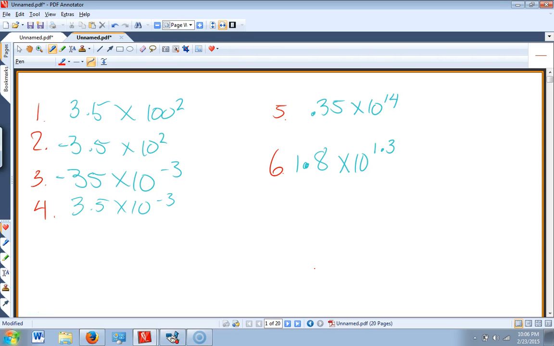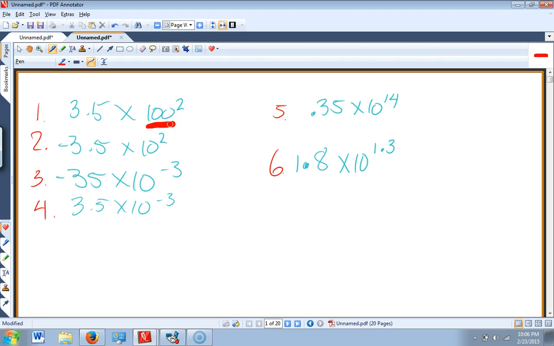Okay, so welcome back. I hope you have your answers ready because we're about to go over them. I just want you to check yourself and make sure you understand. Okay, so 3.5 times 100 squared. Now, obviously, something is wrong with this. This base is not 10.